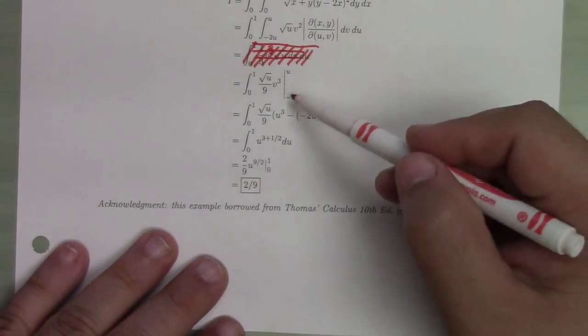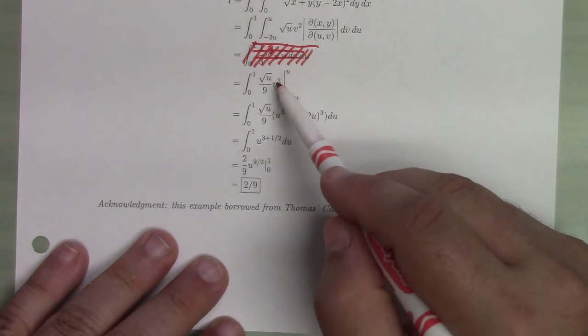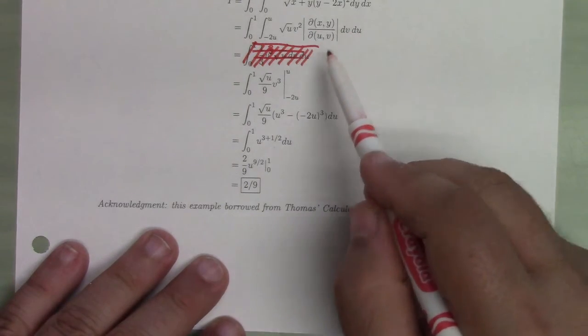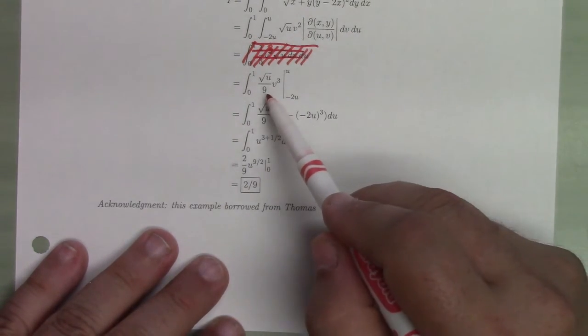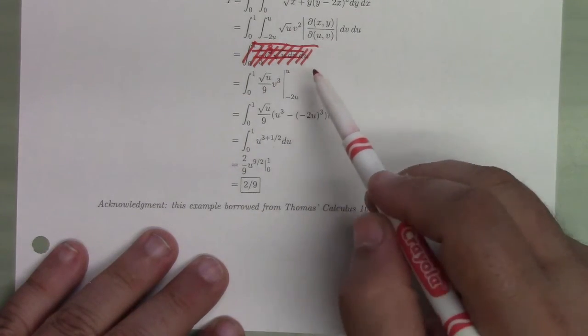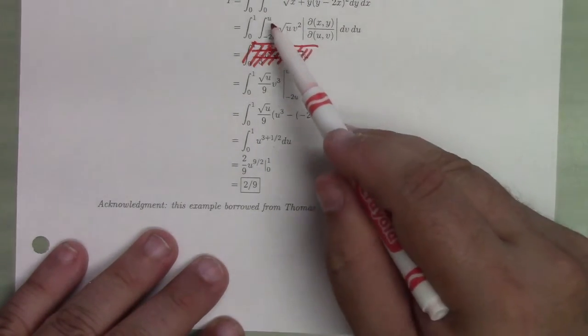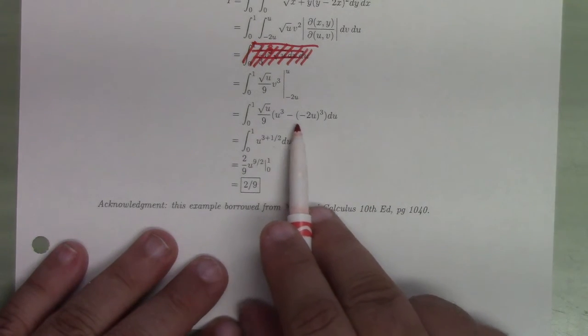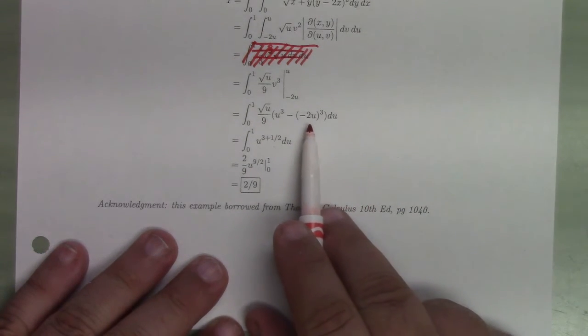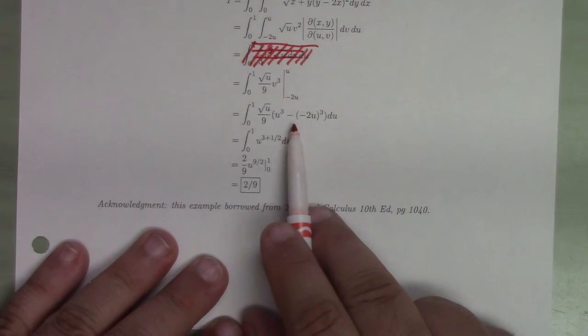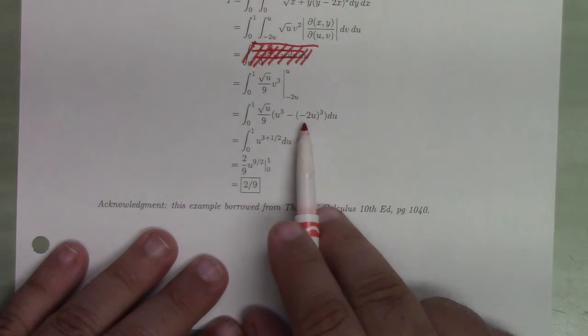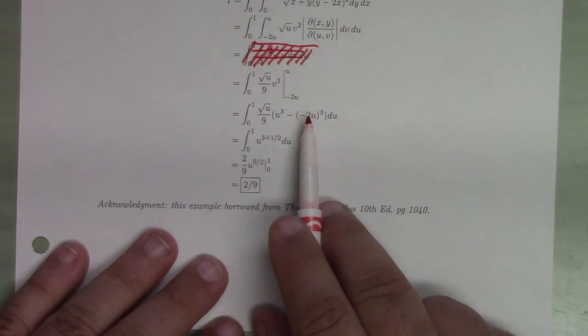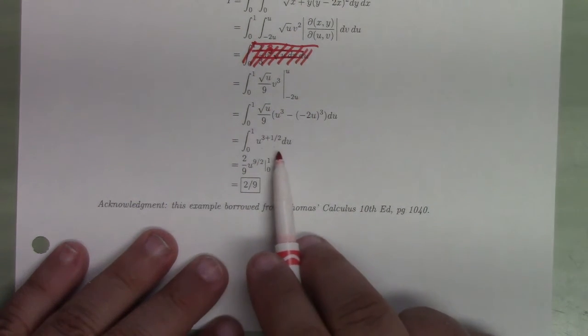Then going from here to here is right. We get a v cubed over 3 from the integration with respect to v, we get a 1/3 from the Jacobian, and the square root of u just rides along. We have to evaluate from minus 2u to u. Okay, that's good. And then that gives me a minus 8, but minus minus gives me plus, so 1 plus 8 is 9. 9 over 9 is 1, so that's why the 9 goes away.